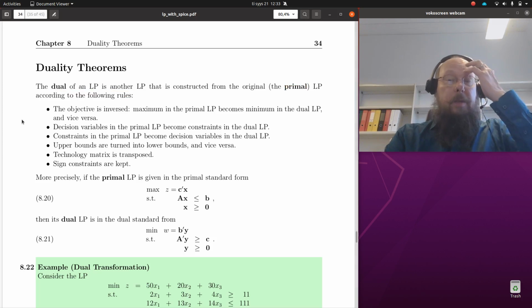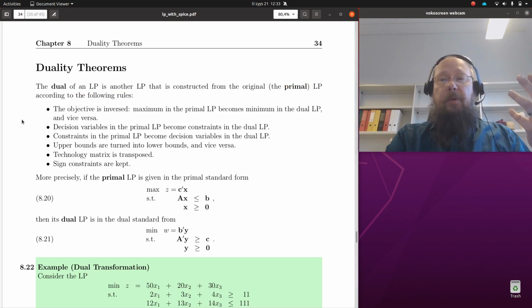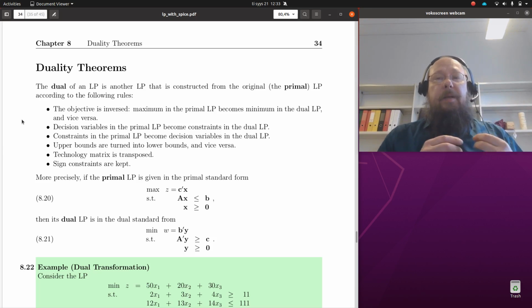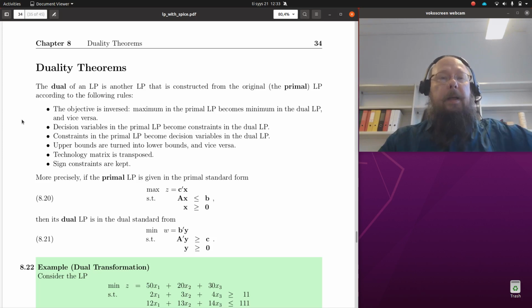So we start with an LP that's a primal, and we want to construct an LP that's a dual. Now this is another LP, a different LP, not the same as the primal, in a different form. In any case, these are the rules. The objective is inverted, so a maximum in the primal becomes a minimum in the dual, and vice versa. That's somehow simple. But then things become more complicated.